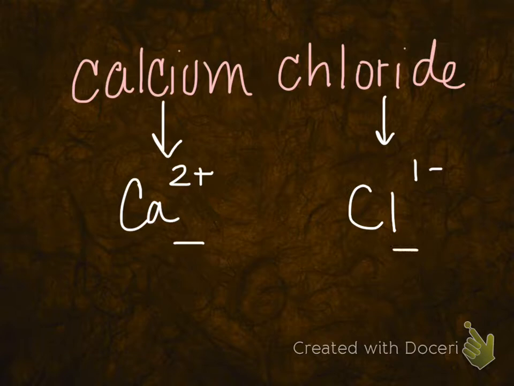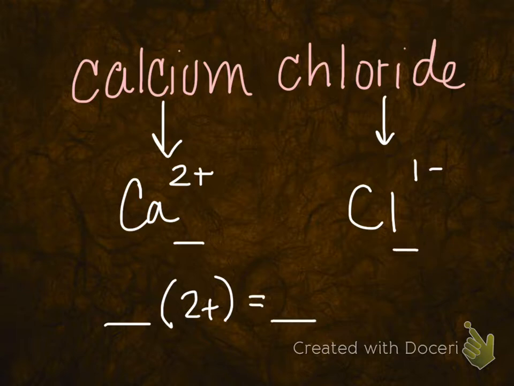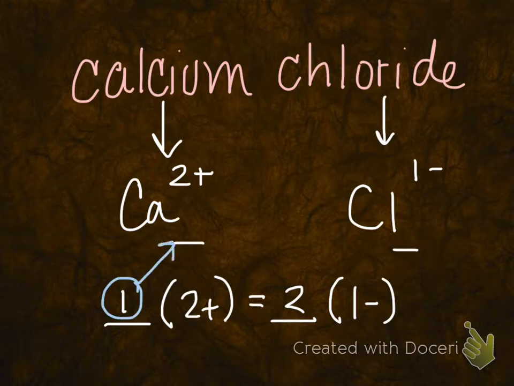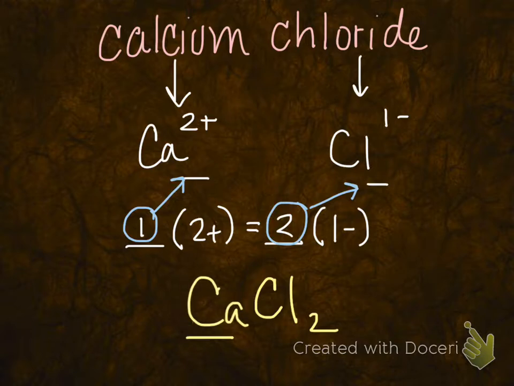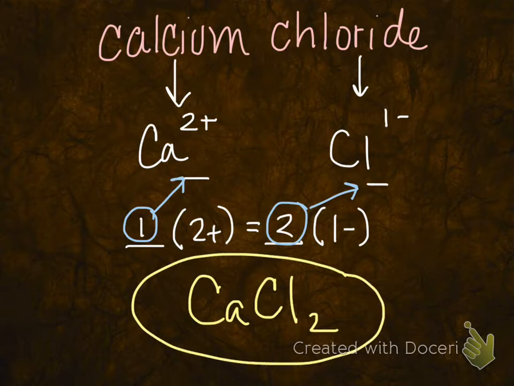So we're looking for our subscripts. Some number of calciums times that positive 2 will equal some number of chlorines times that negative 1. Well, 1 times 2 and 2 times 1 give us subscripts of 1 and of 2. This gives us a formula of Ca1Cl2. However, we never show a 1 as a subscript. The fact that the name of the ion is written there tells us there's at least one of it, so the 1 is unnecessary. The formula for calcium chloride, therefore, is CaCl2. Do you want to practice one more?